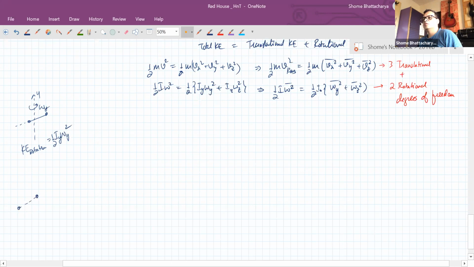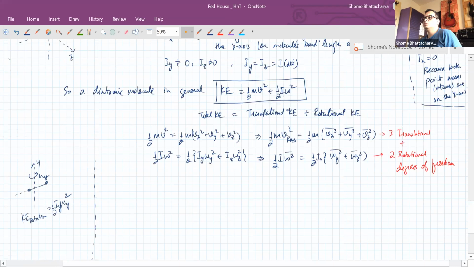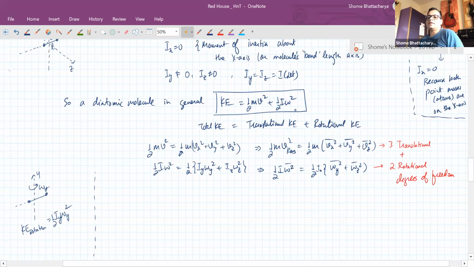If it is rotating about the z-axis, which is this one, so it's rotating like this, then its kinetic energy of rotation will be this. We've done the basics of rotational mechanics, no? So you know that rotational kinetic energy is given by the term half I omega square, where omega is angular speed and I is moment of inertia.